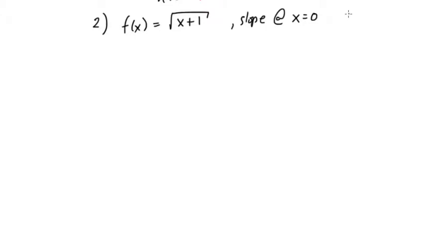Just to give you an idea of what this graph looks like, this graph actually starts at -1. It's a square root function. It goes like that. Okay. This is where x equals 0, and what we're interested in is finding the slope right there.